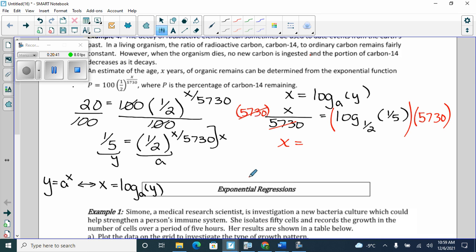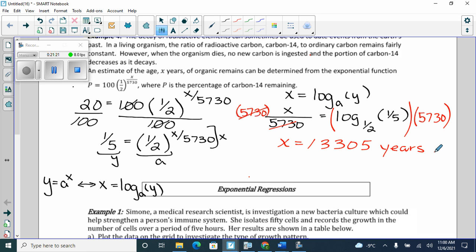Type it in. And it should be a big number, right? If it was half, you would have gotten 5,730. That's a stupid question, what I gave you if I said 50%. But to get to 20%, it's going to take 13,305 years.